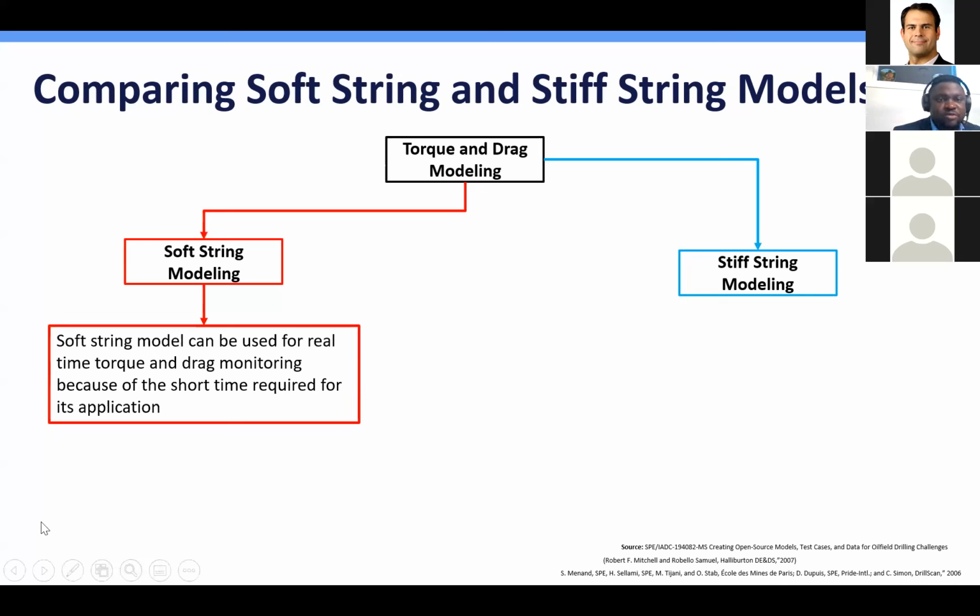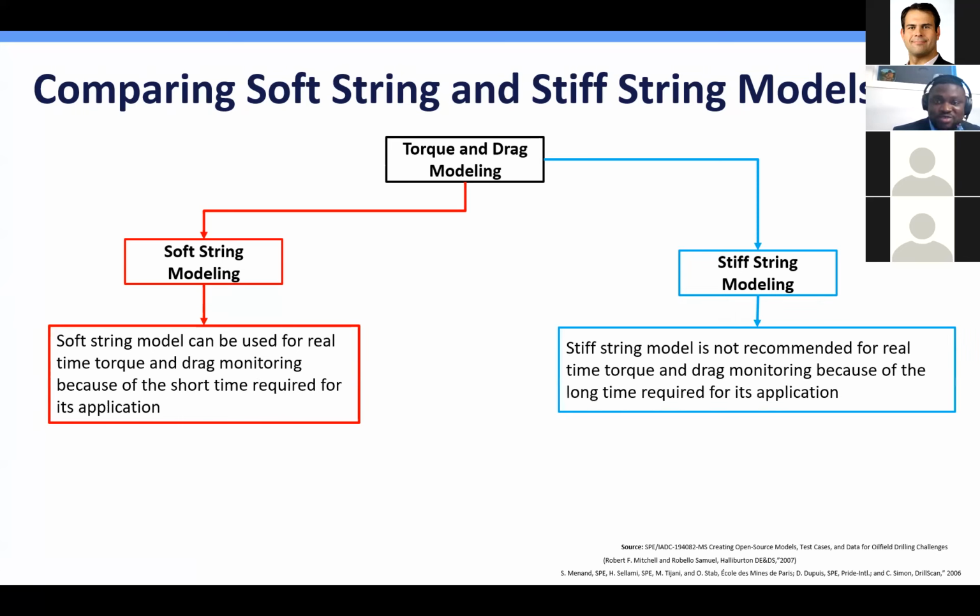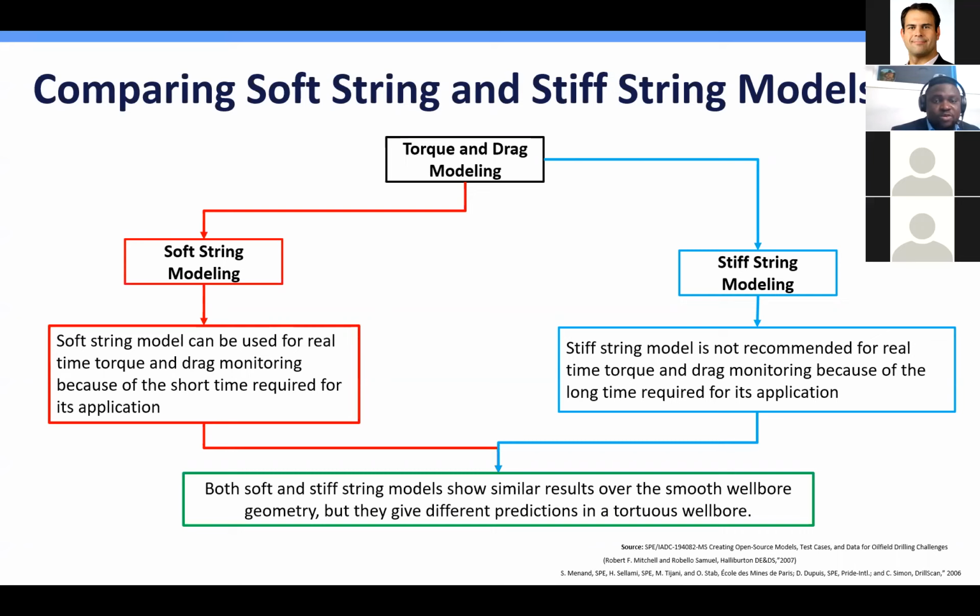In terms of further comparison, soft string can be used for real-time torque and drag monitoring because of the short time required for its application. It's very straightforward. I have actually experienced that stiff string takes a long time in coding on MATLAB, because as the nodes increase, the variables and matrices expand, and it becomes really difficult to get results as quickly as you need. Both of them will show similar results in a smooth wellbore geometry, but they give different predictions in a tortuous well. I feel the stiff string will be more accurate in the tortuous wellbore, because not all the points of the drillstring will be touching the wellbore.